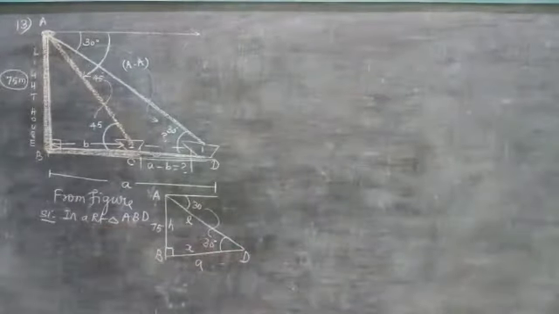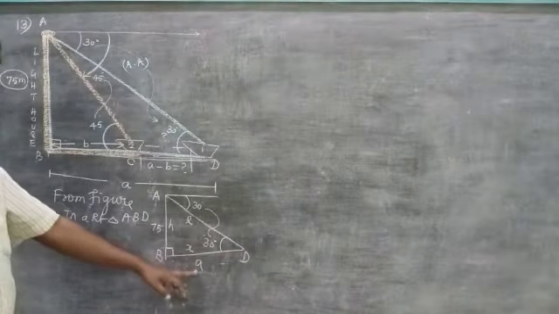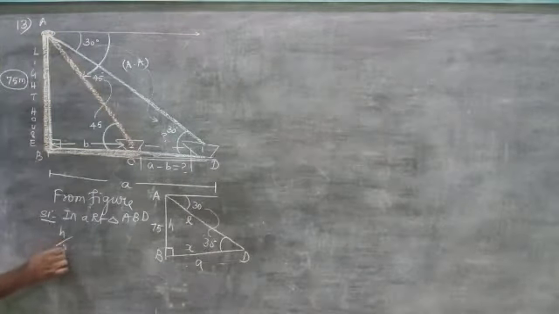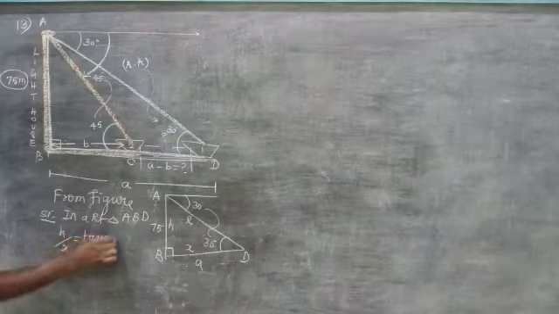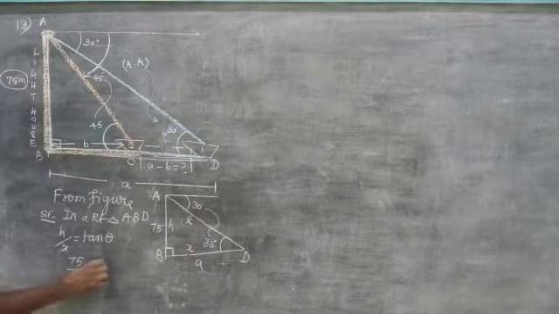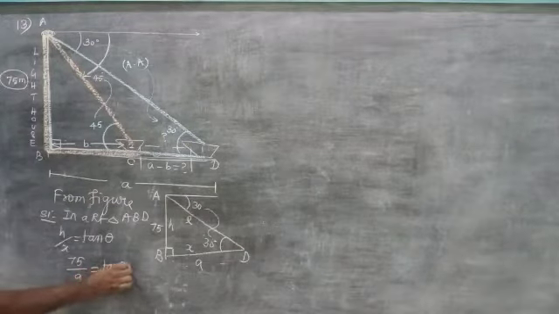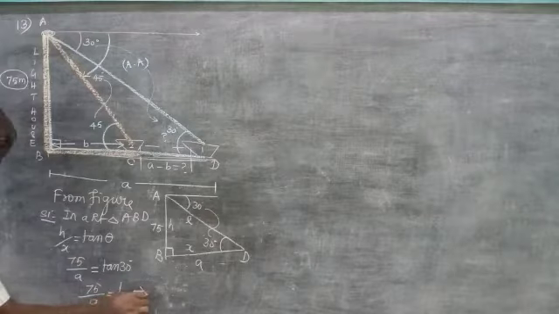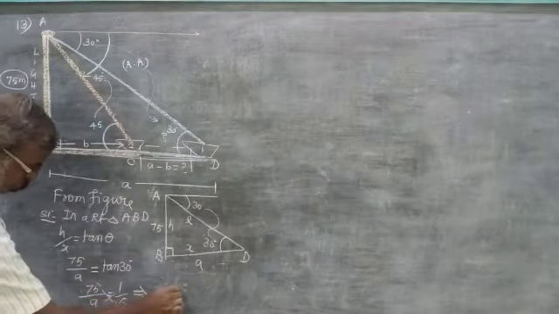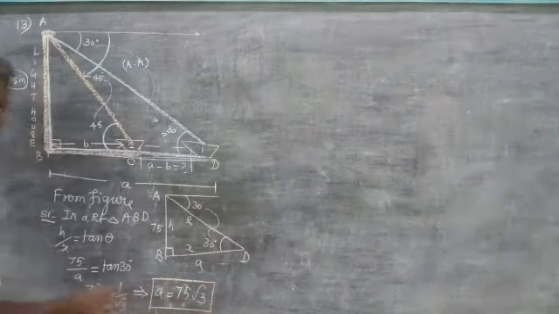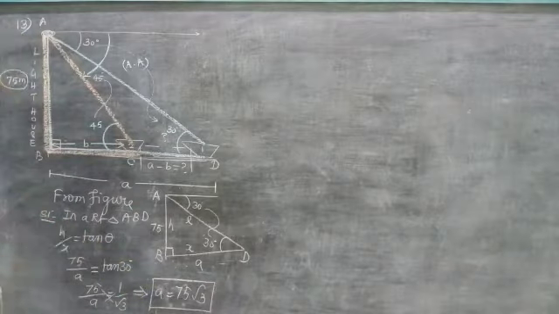In right triangle ABD, the height is given and we want to find A, so H and X are involved, which is tan theta. Therefore H by X equals tan theta. H is equal to 75 meters, X equals A, and tan 30 degrees. The tan 30 value is 1 by root 3. So 75 by A equals 1 by root 3. Cross multiplying, A is equal to 75 root 3 meters. So the distance of ship 1 from the base is 75 root 3 meters.